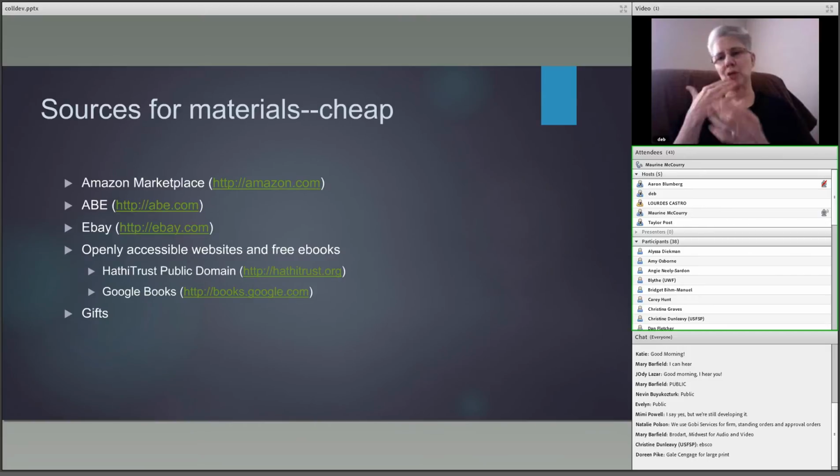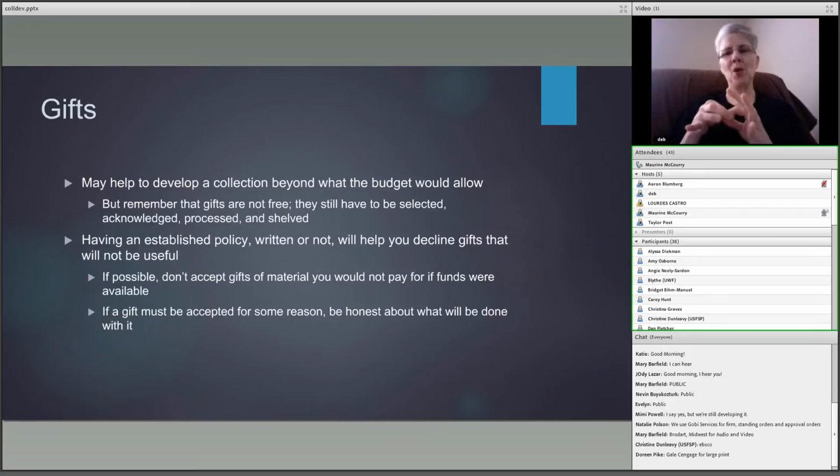And then gifts. Gifts are a good source for cheap material, but gifts come with their own problems. But they certainly are cheap in terms of acquisition. Gifts can help you develop a collection beyond what your budget may really allow, but they're not free. They're free to bring into the library, but they still have to be selected. You still have to go through these gifts and decide what you really can use, what's in decent shape, what doesn't have mold. Mold's a big thing. Mold and insect damage is a big thing with gifts.